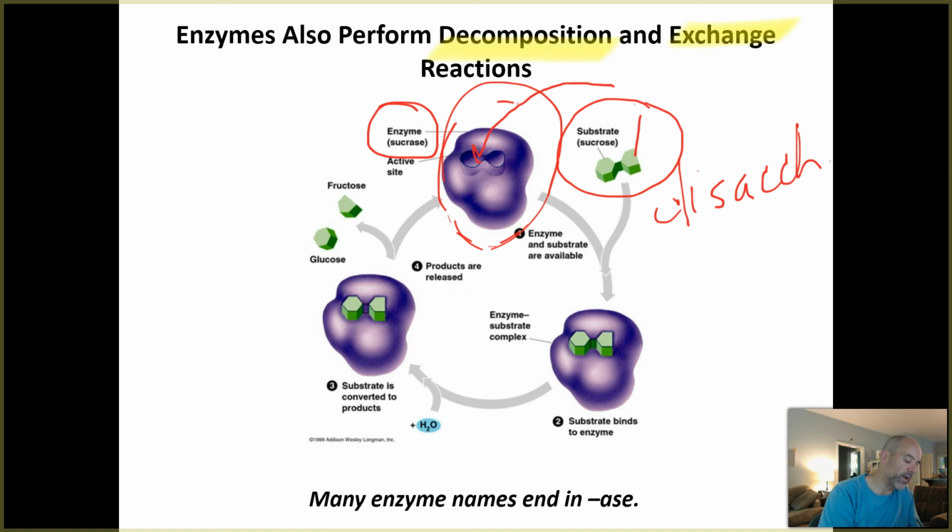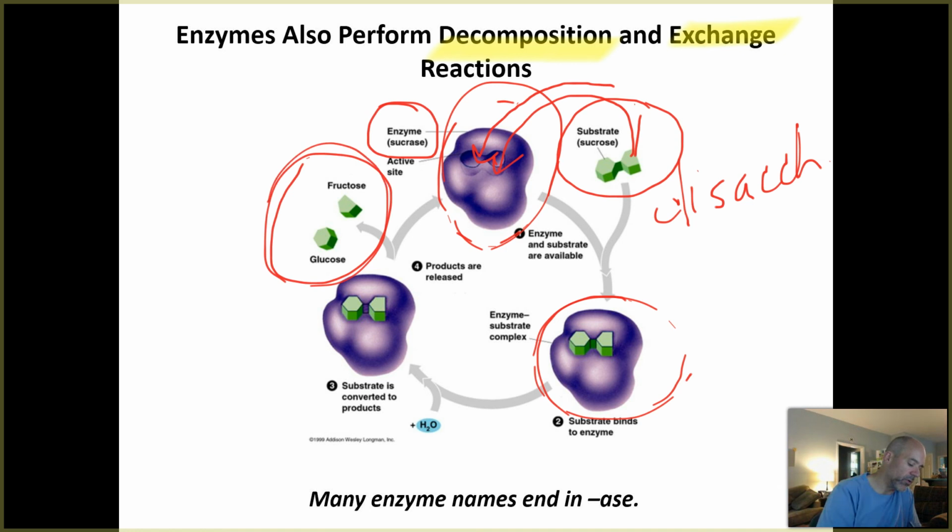So sucrose will fit into the active site. That's a little pocket that binds the substrate. It has a perfect little three-dimensional shape that fits sucrose. So they come together through magnetic attraction. They love each other. And now what happens once sucrose is attached to this enzyme, the enzyme forces the sucrose to break apart. Okay? So the products in this case are glucose and fructose. You see over here, those are your products.